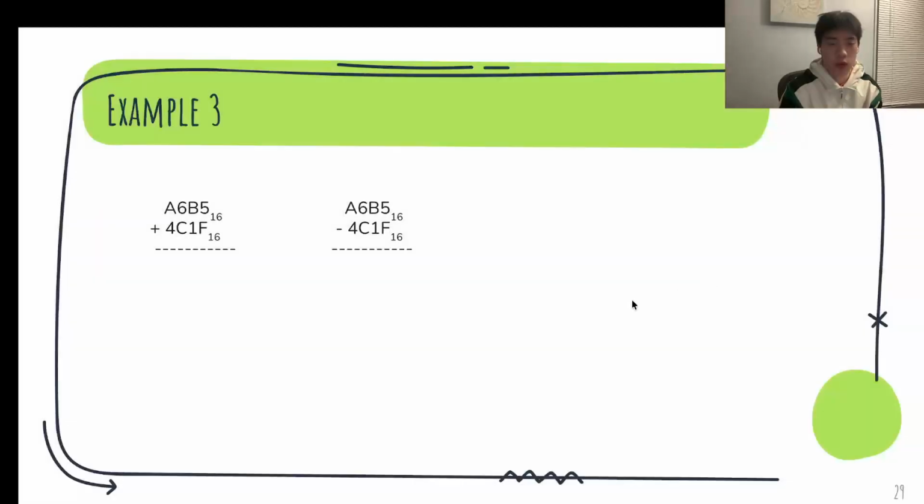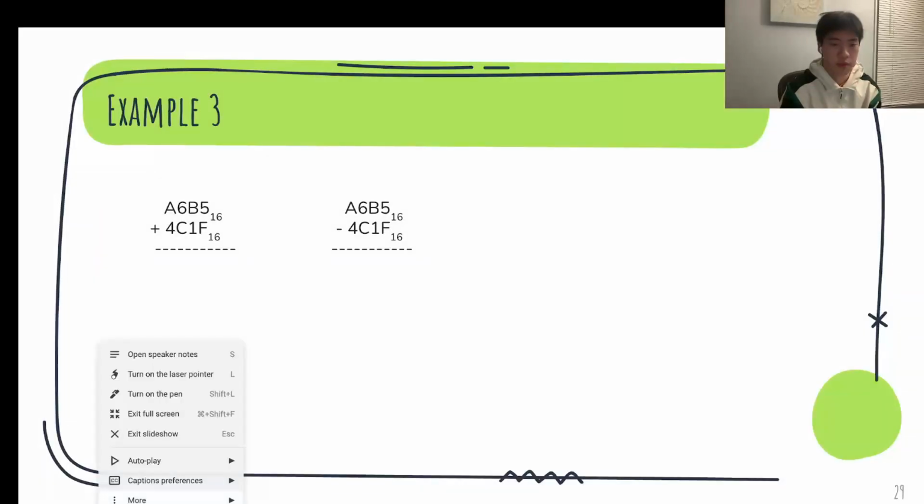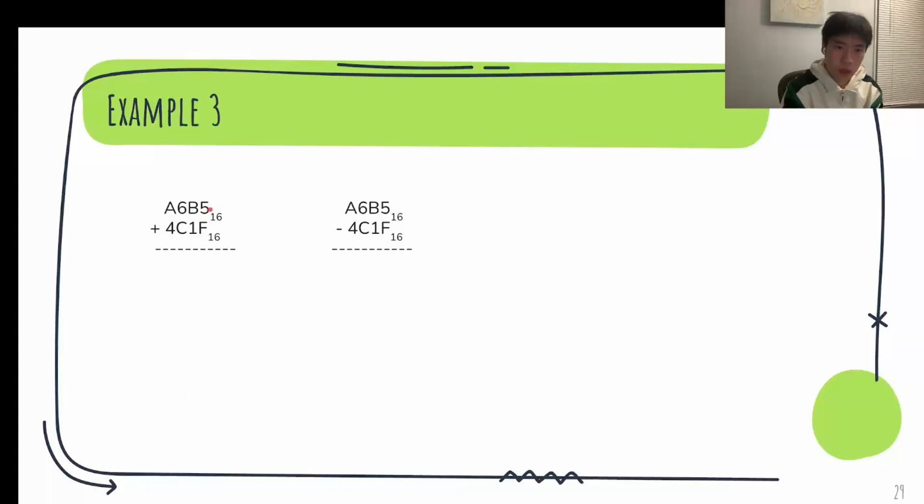Now let's get into a hexadecimal example. F plus 5. F is 15. 5 is 5, so 20. We get 20. And now 20 in base 16 is equal to 1, 4. Okay, so if we do the divide by 16 strategy, we will get 1, 4. So put a 4 here and a 1 here.